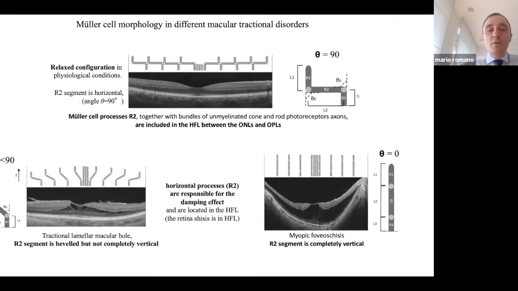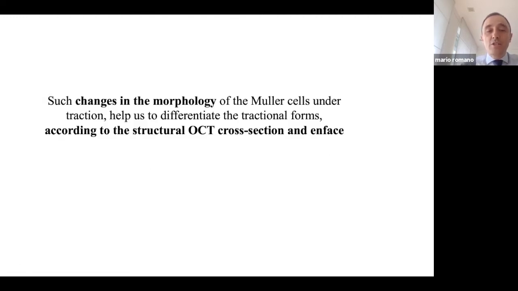So in relaxed configuration, we have this kind of morphology with a theta angle that is 90 degrees. In case of traction, like in tractional lamellar macular hole, the theta angle is between 0 and 90. And so the R2 segment is beveled, but is not completely vertical, whereas in the myopic foveoschisis, the R2 segment is completely vertical and the theta angle is 0. So such changes in morphology of the Mueller cells under traction help us to differentiate the tractional forms according to the structural OCT cross-section and en face.